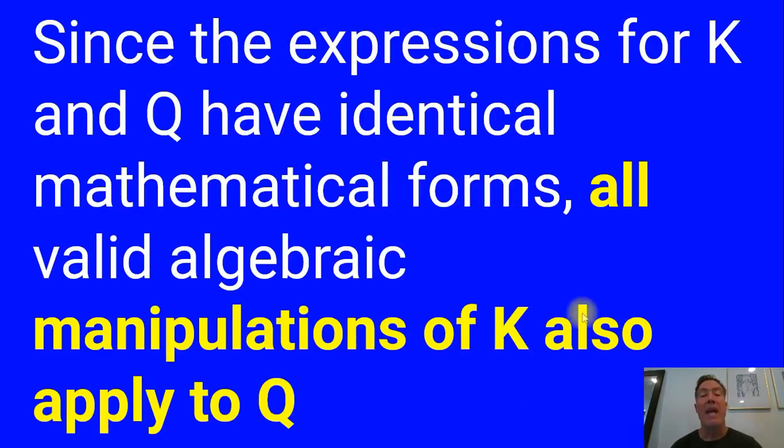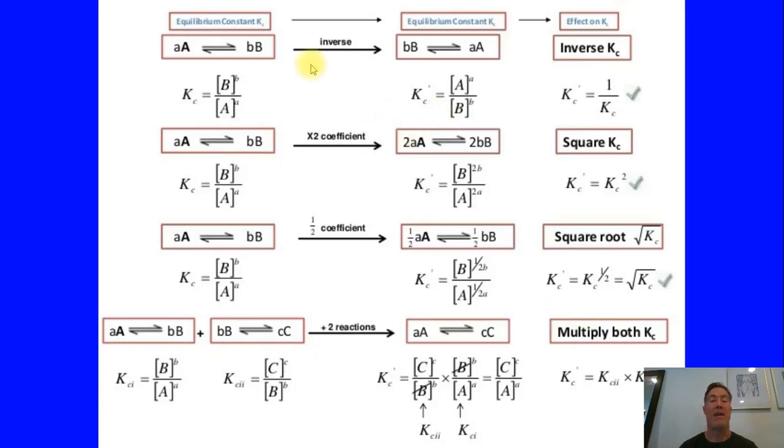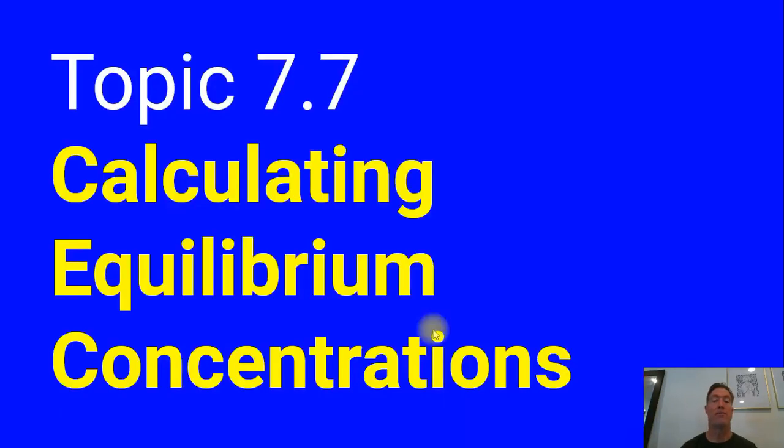And since the expressions for K and Q are in the same mathematical form, everything we do to K we can also do to Q. So if we invert a Q value, it inverts the Q expression, 1 over Q. If we multiply the expression by 2, then we square the Q value. If we multiply it by a third, then we would take the cube root. So anyway, everything we do to K, we can do to Q.